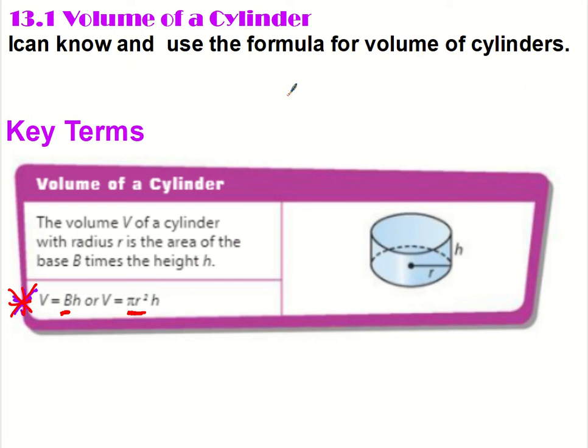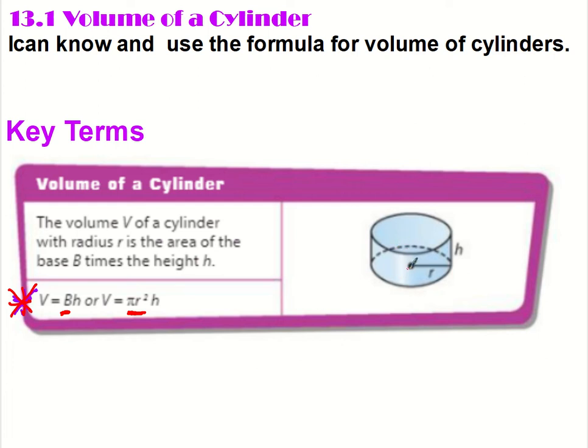So what this means, to find the volume of a cylinder, is we find the area of the circles. That's the base, right? So I want to find the area of whatever the circle is, and then we multiply by the height, which is the distance from one circle to the other circle of the cylinder.